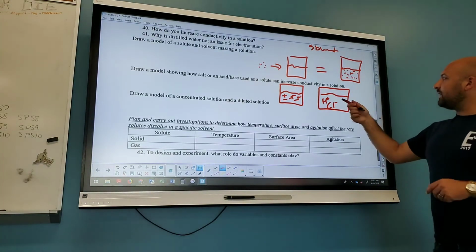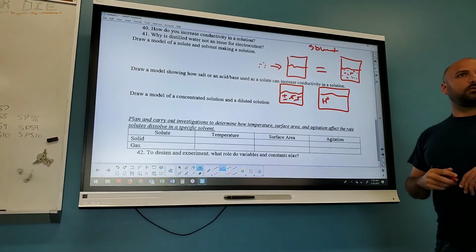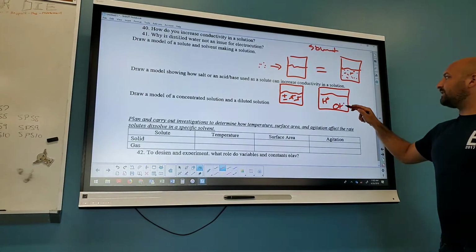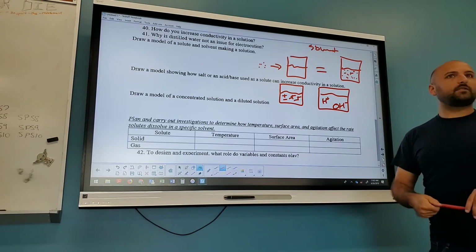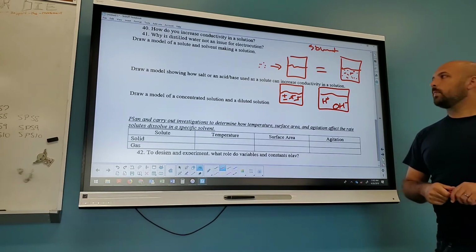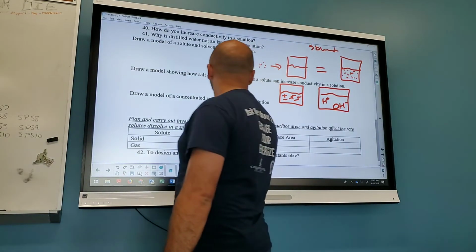So acids have H plus. What do bases have? OH minus. Again, that's an ion, right? So it conducts electricity. So acids and bases conduct electricity too. Okay? Let's see. Model concentrated versus dilute.